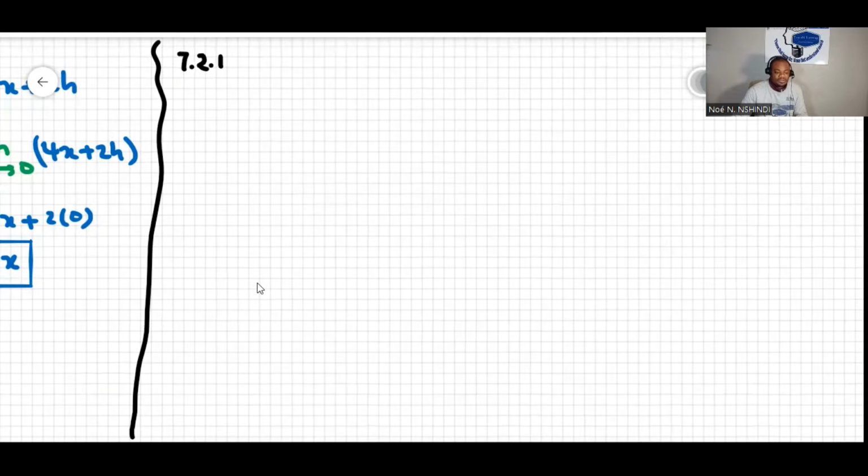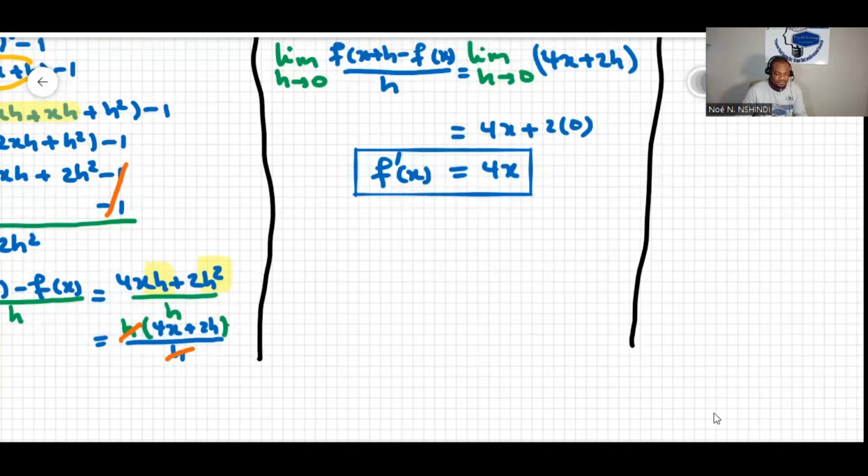7.2.1. Okay, it says determine dy/dx. Okay, d of... okay, let's see it again. I think I'm close here. Yes.